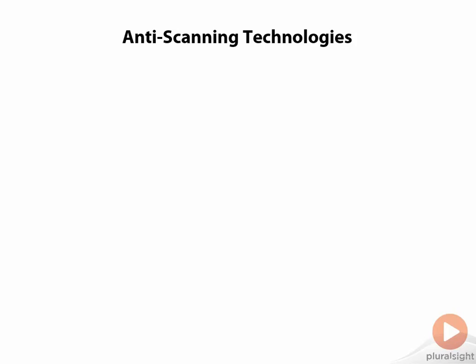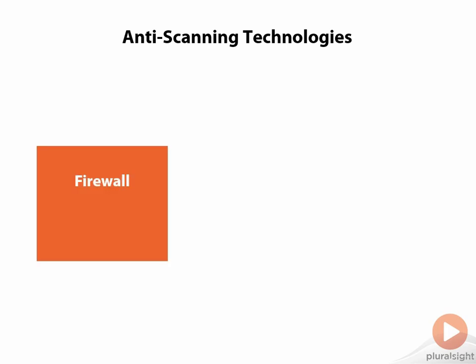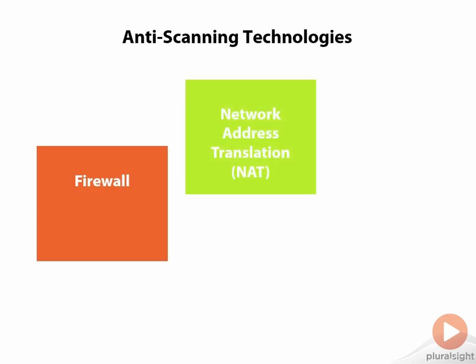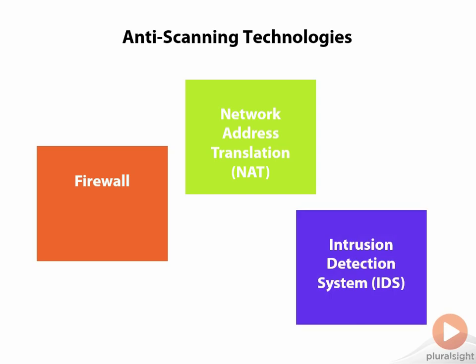There are three technologies that can provide frustration for our scanning efforts: firewalls, network address translation, and intrusion detection systems. All three of these are pervasive in today's environment, and you can't swing a Cat5 cable before you run into at least one of them. We'll discuss each and how they can affect your results.